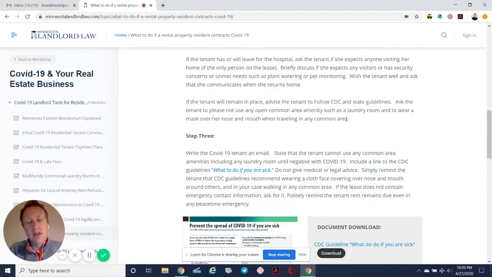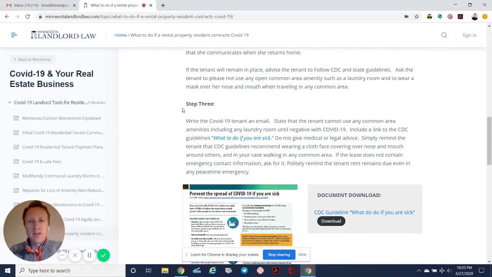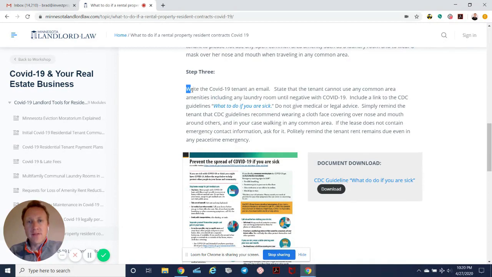It's possible, actually more likely, that if a tenant has COVID-19, they're simply going to remain in the house or the apartment unit, which means that they are in your community. If you have a multifamily property, that means they have the potential to be around others in the apartment. And so you should advise them to not use the laundry room and to wear a mask when they're in the common area.